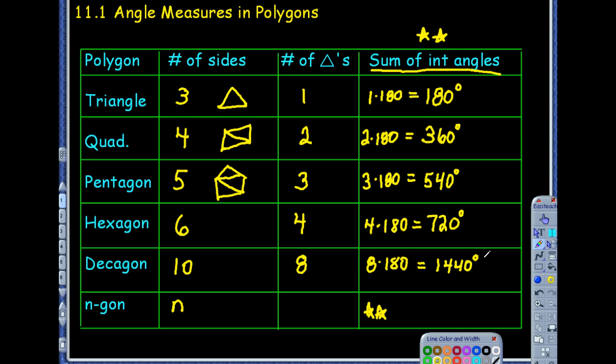Now, there were some patterns. Did you see a pattern? Hopefully we all found some patterns. Did you see a pattern? Yeah, I noticed that, first of all, we're always taking the number of triangles times 180, obviously. So to get this, that total times 180 will get you the sum.